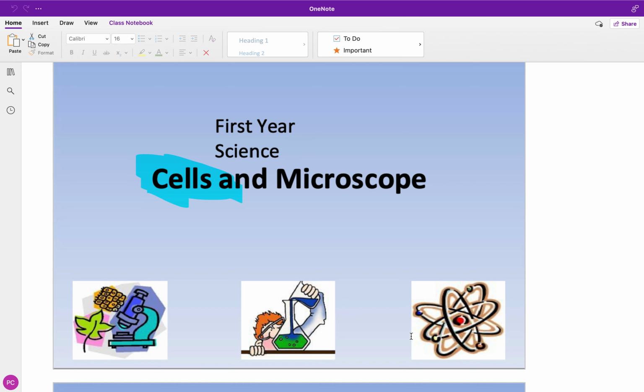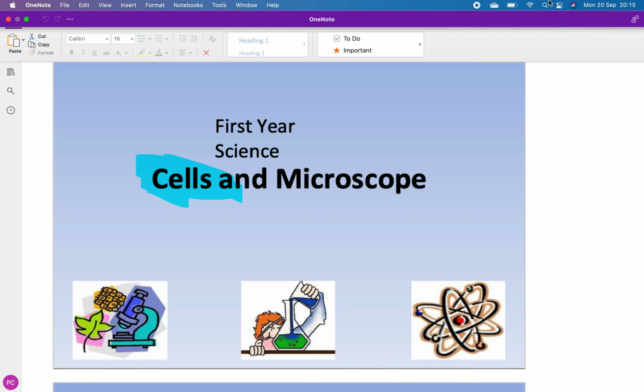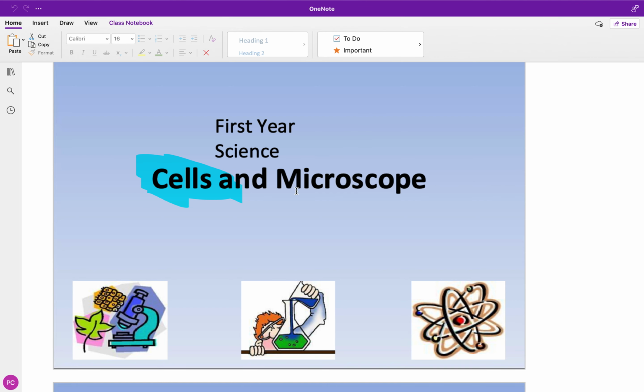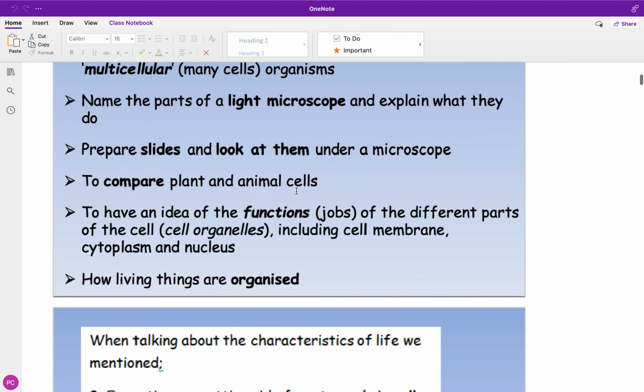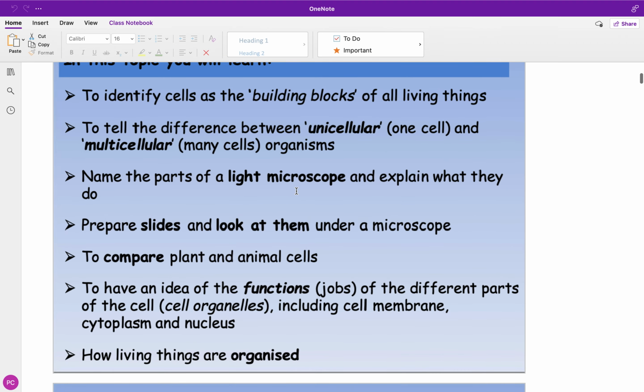So I will show you cells. I will show you onion cells and I will show you human cells under the microscope when I'm back in the lab. But for now we can work on the theory and we can get the stuff that you'll need for your exams down in your hardback, even though we can't actually do microscopes today. Okay, so this is just what you're going to learn.